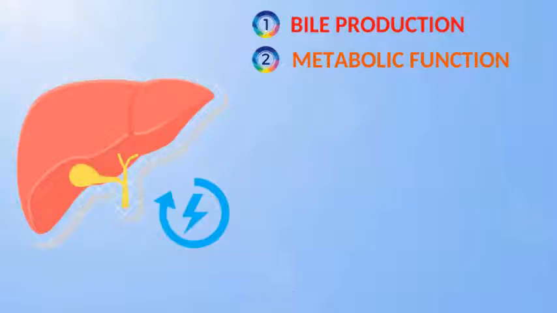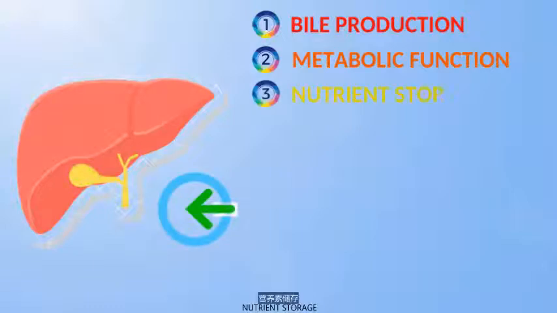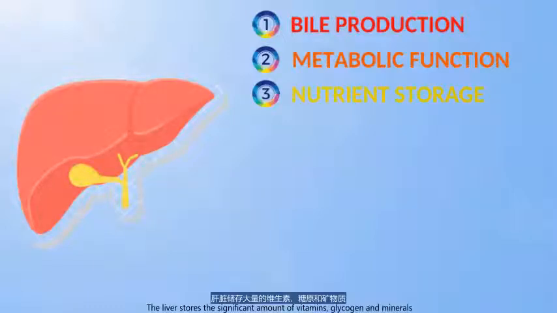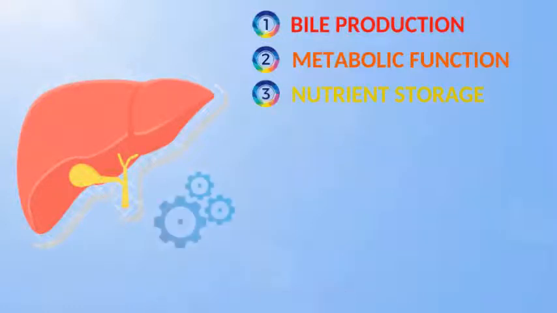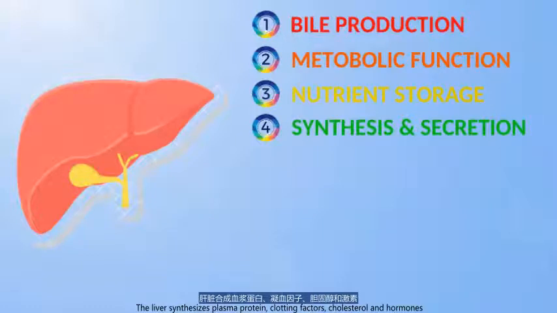Metabolic functions. The liver metabolizes carbohydrates, proteins and fats into energy. Nutrient storage. The liver stores significant amounts of vitamins, glycogen and minerals. Synthesis and secretion. The liver synthesizes plasma proteins, clotting factors, cholesterol and hormones.